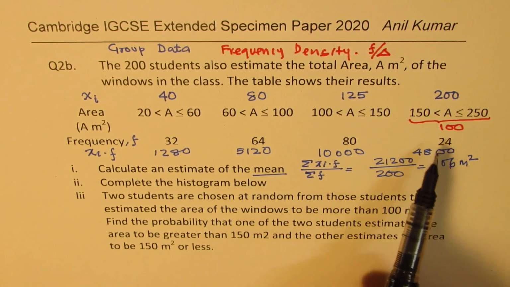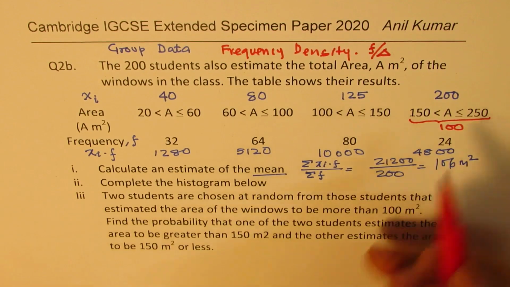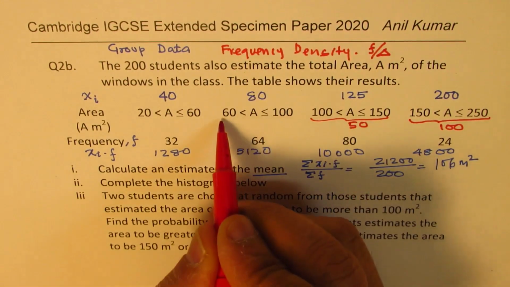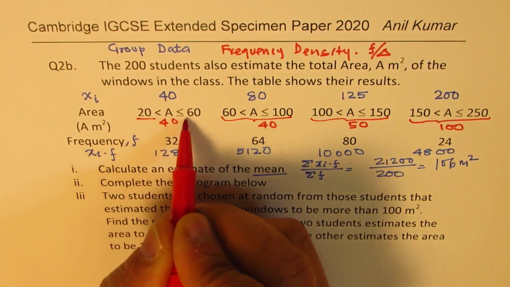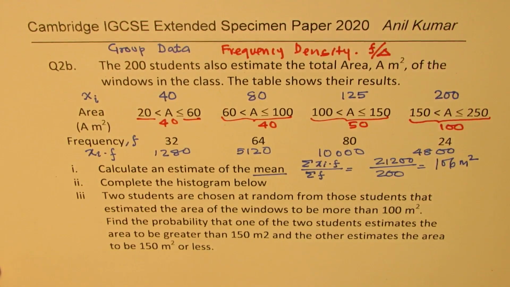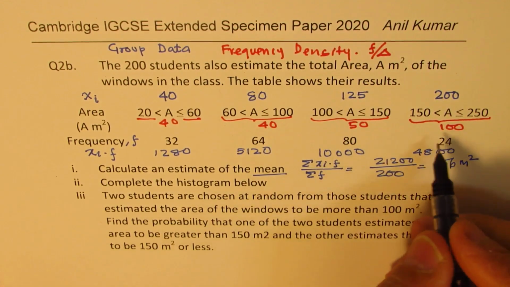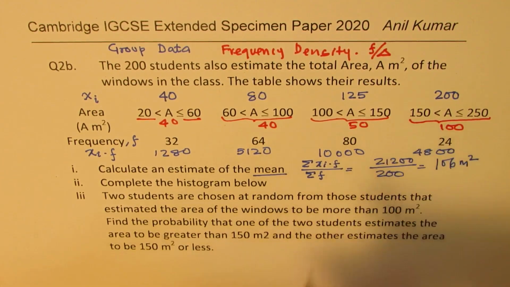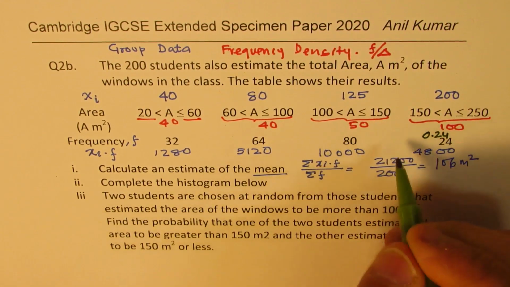So let us find frequency density for each. Before that, let me just calculate the intervals for each. For this one, the interval will be 150 minus 100, which is 50. Here the interval is 40, and 40 is also the interval in the first case, correct? So the ratio of dividing 24 by 100 will be 0.24, right? Basically just divide 24 by 100. So this ratio here is 0.24.